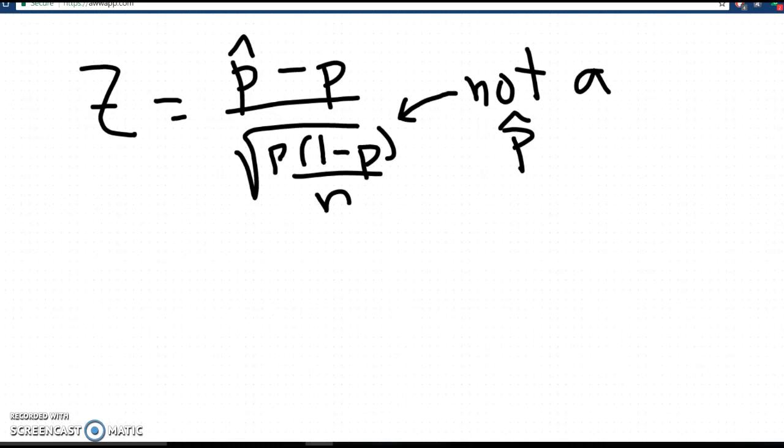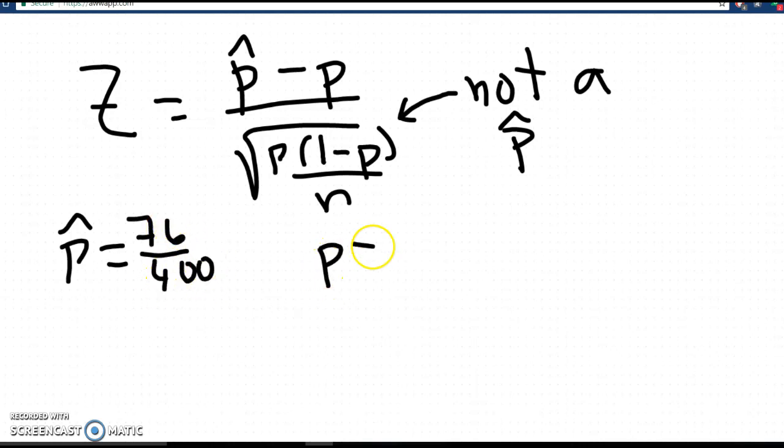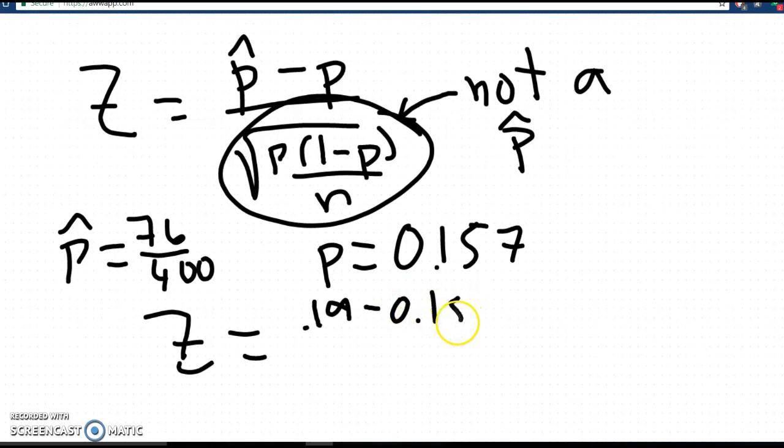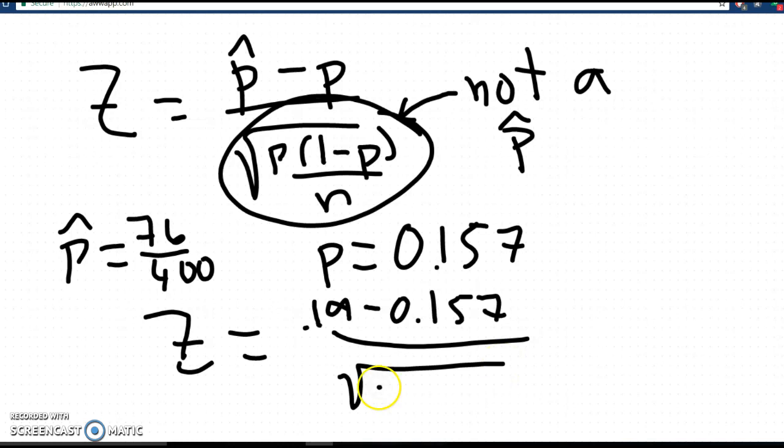So in this case, what did we say? For the problem, I think P hat is equal to 76 out of 400. And then the value of P was equal to, what was P? Oh, 0.157, right? So in the denominator here, what we're going to have is Z is equal to 76 over 400. I forgot what that was. I think it was 0.19 minus 0.157, right, divided by the square root of 0.157. Sorry, my writing is really horrible since I'm using a touchscreen.